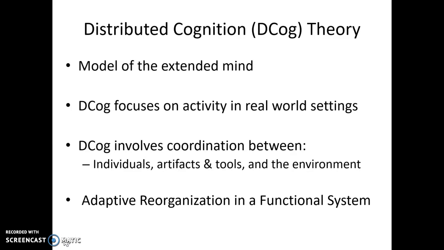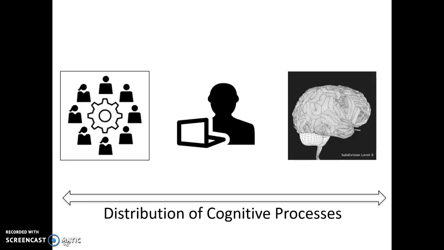And adaptive reorganization in a functional system means that it's adaptive or it changes in response to the inputs of the system. So if you think about this as scalable, from the right, the cognitive process of one person, the middle, one person with one tool, and on the left, an entire team of people working with various tools.